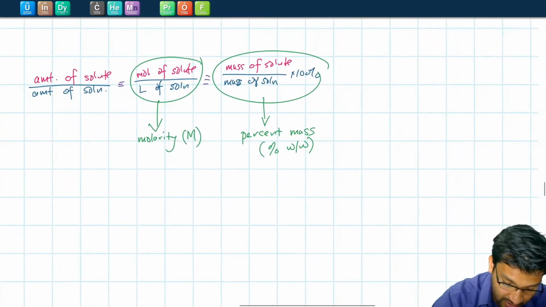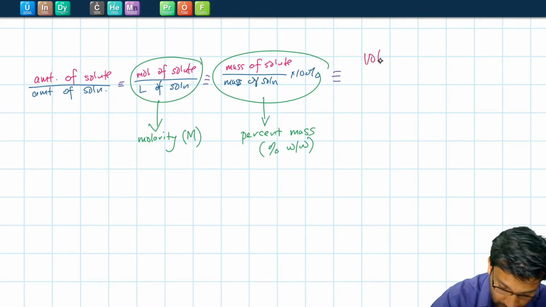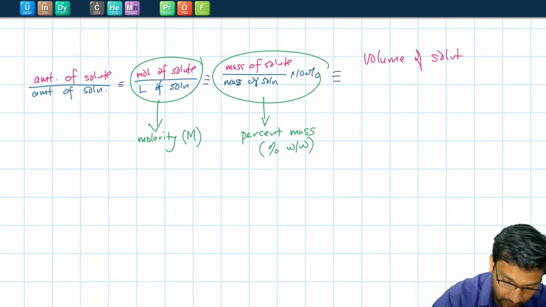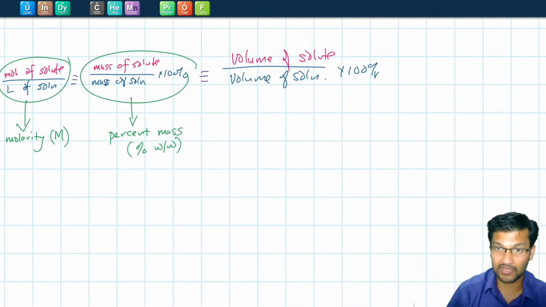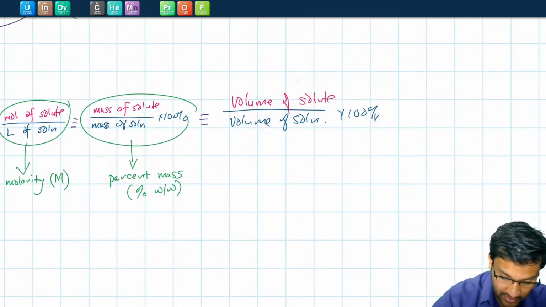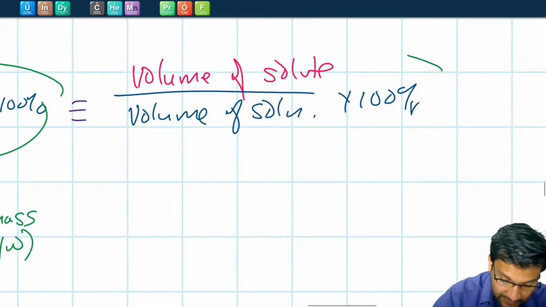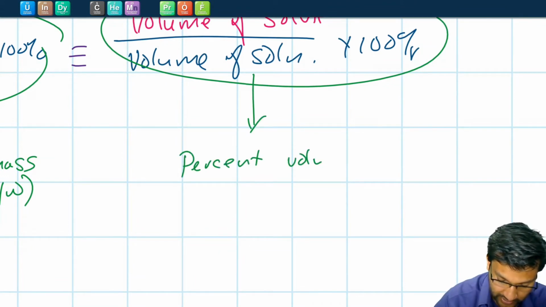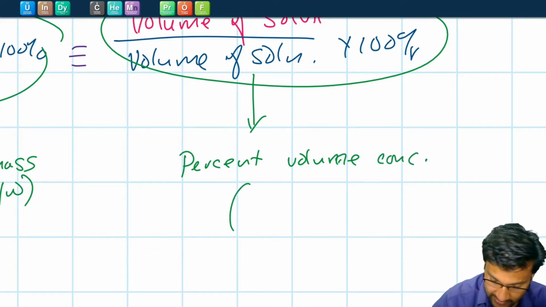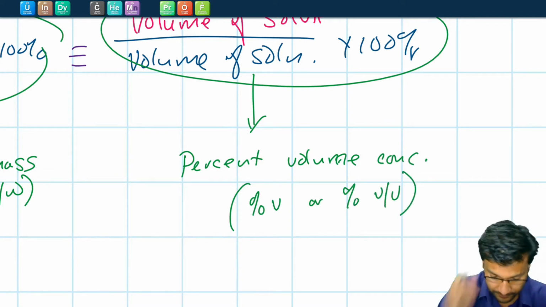In this video, we're going to look at the third type, where for the amount of solute, we'll use volume of solute, and for the amount of solution, we'll use volume of solution times 100%. This comes in useful when we have a liquid dissolved in a liquid, where liquids are more easily defined by the volumes that they have. And if you've guessed it already, we'll call this the percent volume concentration. Sometimes you'll see percent volume or percent V over V, for volume divided by volume.